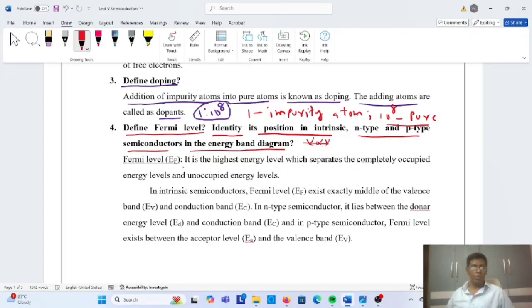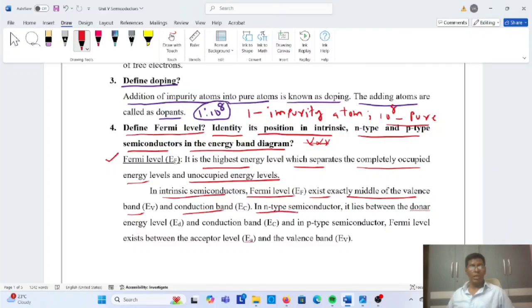Okay, now first of all we will discuss the Fermi energy level. The Fermi energy level is the highest energy level which separates completely occupied energy levels and completely unoccupied energy levels. That level is called the Fermi level. In the case of an intrinsic semiconductor, the Fermi level exists exactly in the middle of the valence band and conduction band.